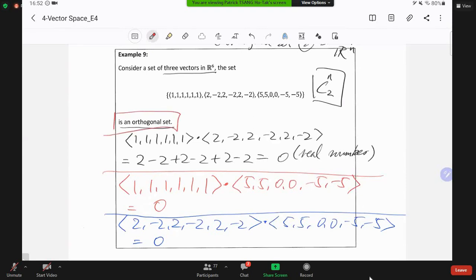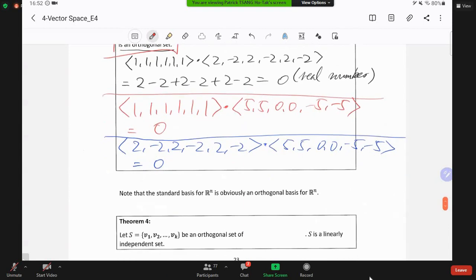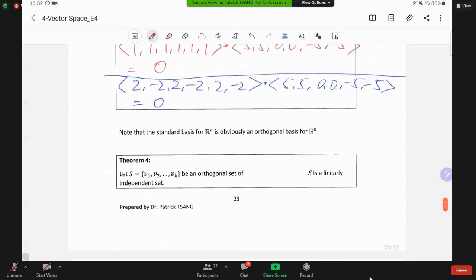Actually, this conclusion is right. It is an orthogonal set. All right, it is an orthogonal set. Well done, guys. So this is not difficult, right? Okay, so now I would like to move on from this.